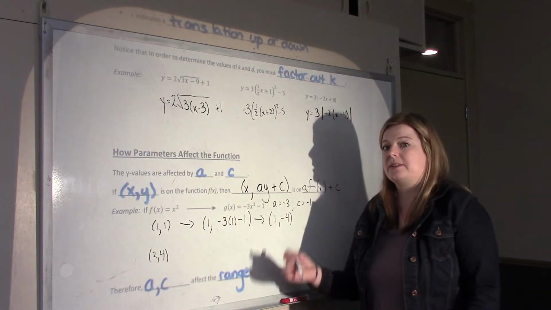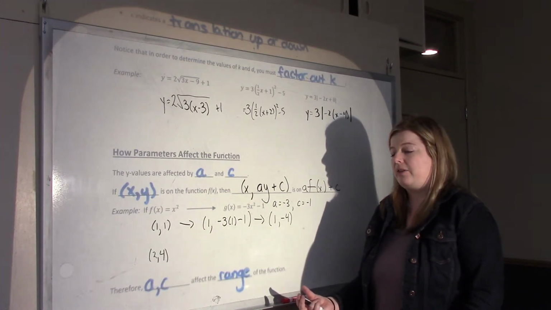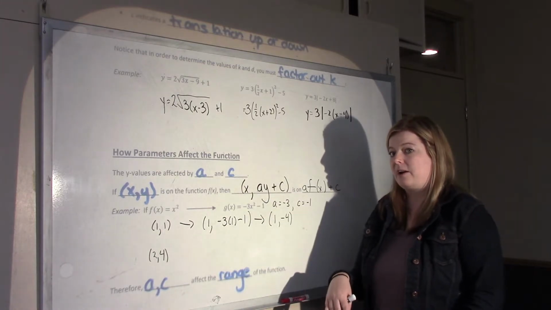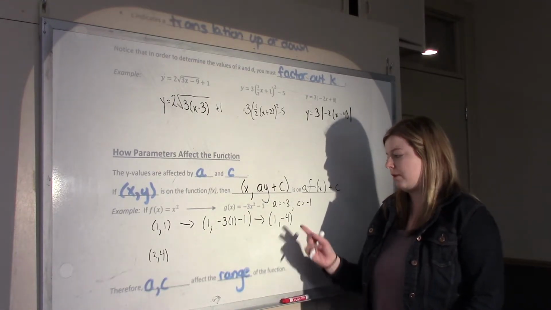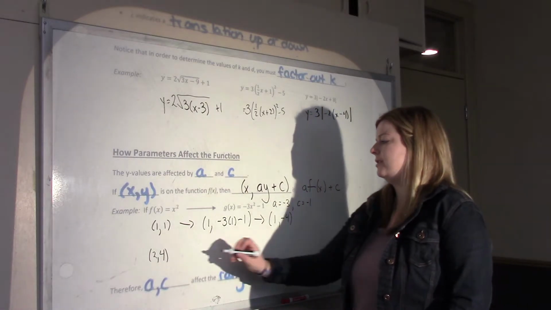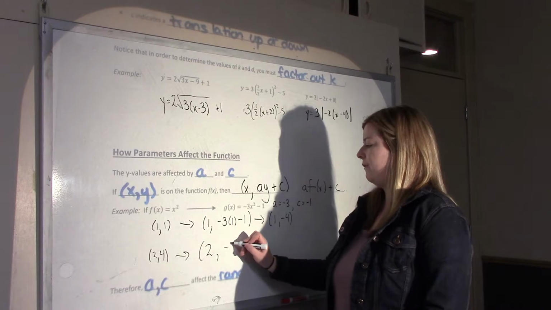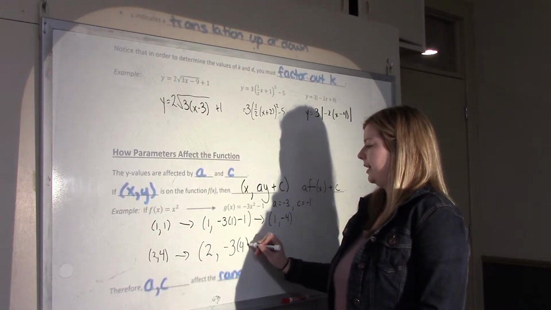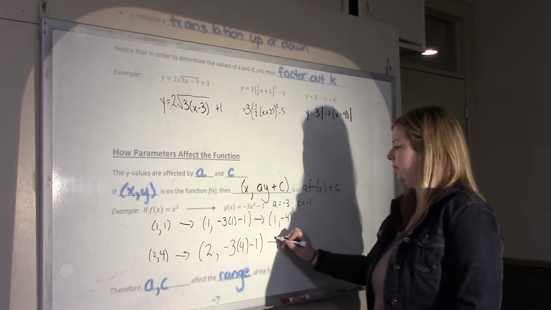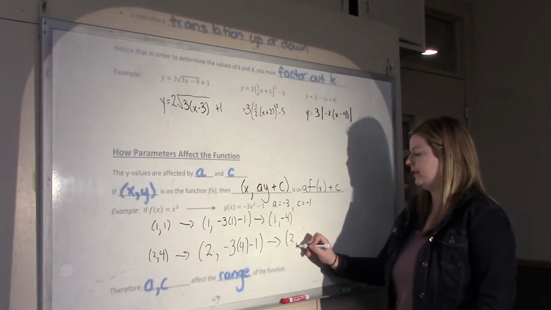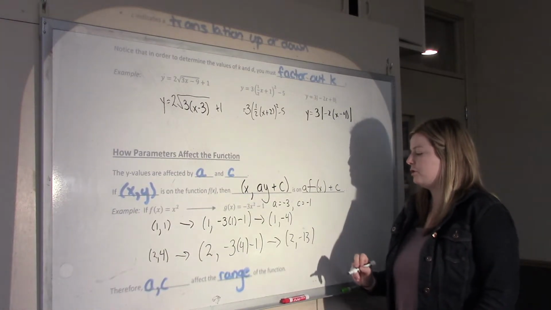So that y value has been stretched vertically by 3, flipped down to -3, and then down one more to -4. Okay, 2, 4 is the same thing. Your x value stays the same, but then 4 is multiplied by -3, and then you subtract 1. So you get 2, -13. So you can think about it.